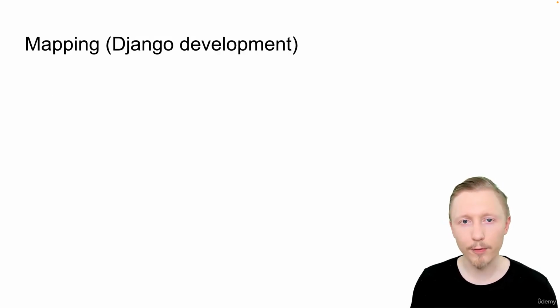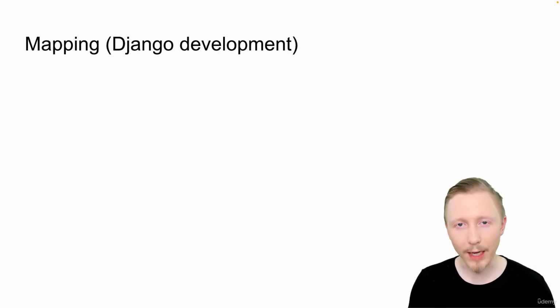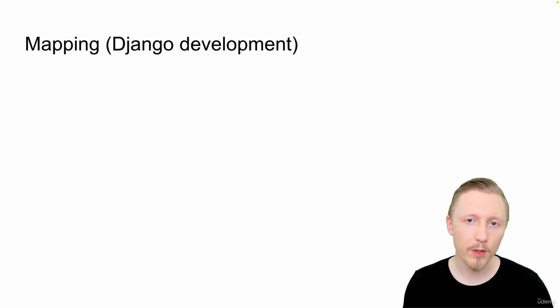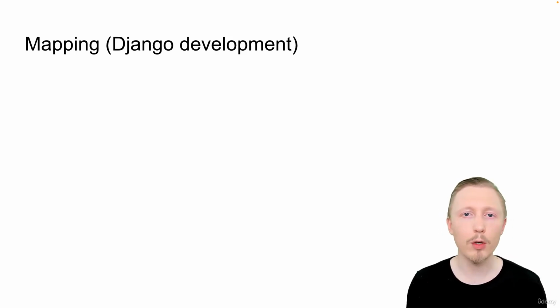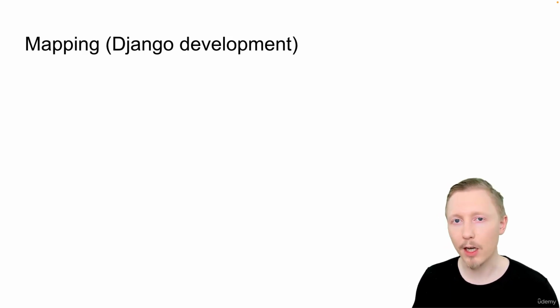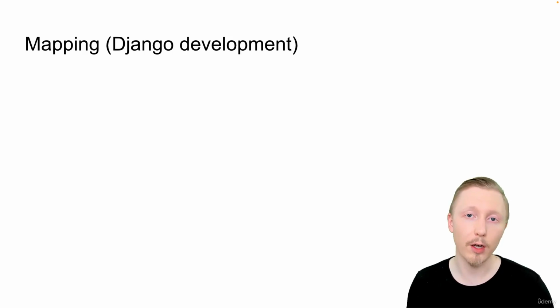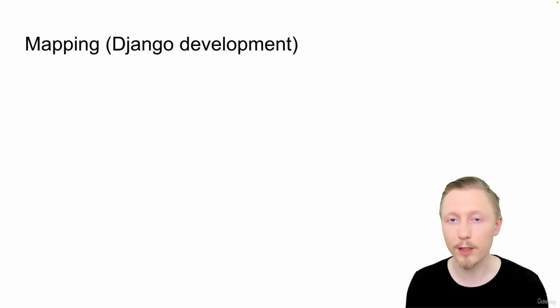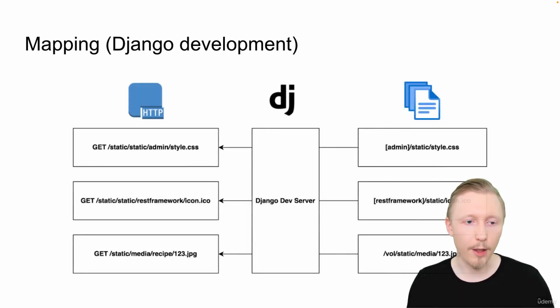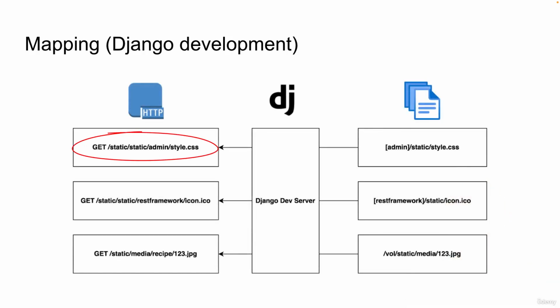Next, let's talk about the difference between running Django in development mode and running Django in the production mode. So when we use development mode, we use the Django development server. And that server is designed to make serving static files easy for us. So it's designed to just be able to serve the static files from the apps as we develop it. So the way that that looks is like this. If you make a HTTP GET to /static/static/admin/style.css, then that will automatically locate the app in our system called admin.